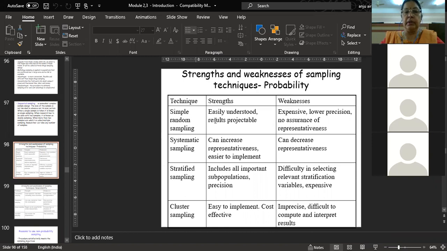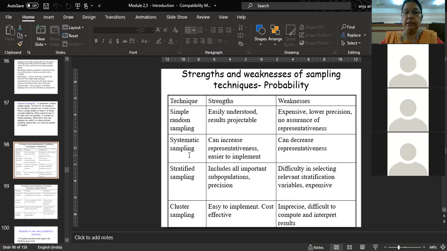So simple random sampling technique is easy to understand. The results are very easy to show, but it is an expensive way of taking the sample from the population, and you are not very sure whether it's a precise sample, whether it is an accurate sample. You are not very sure whether the sample is representative of the population, whether the sample has the same characteristics of the population. That is the weakness of simple random sampling technique.